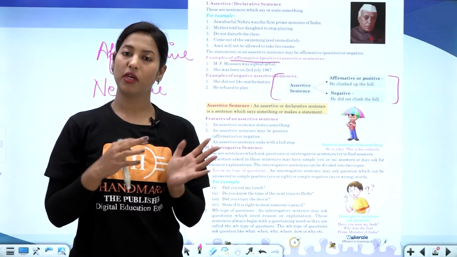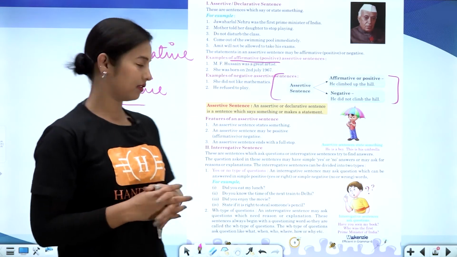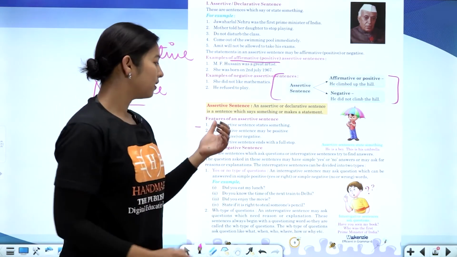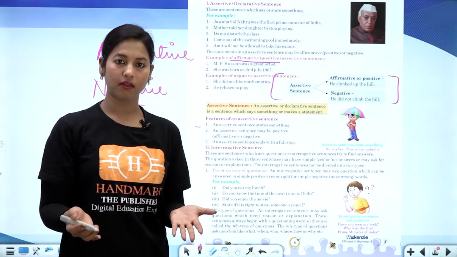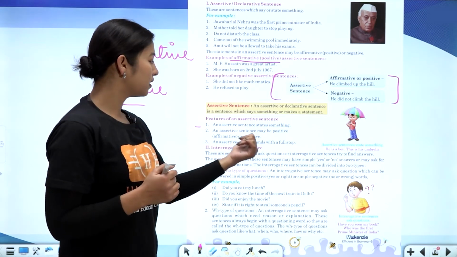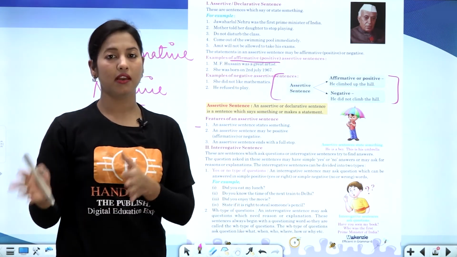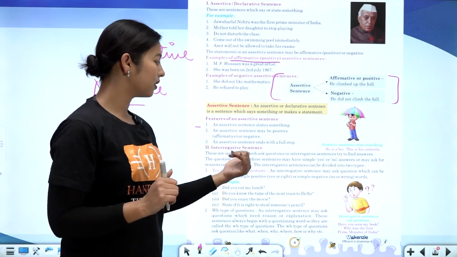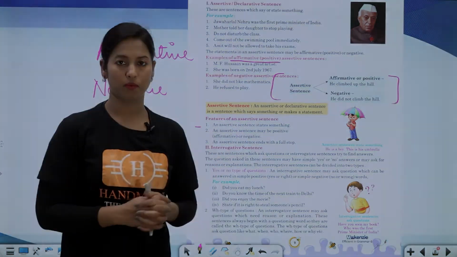So now let's read the features of assertive sentences. First one is an assertive sentence states something. Second is an assertive sentence may be positive or it may be negative. Third one is an assertive sentence ends with a full stop.